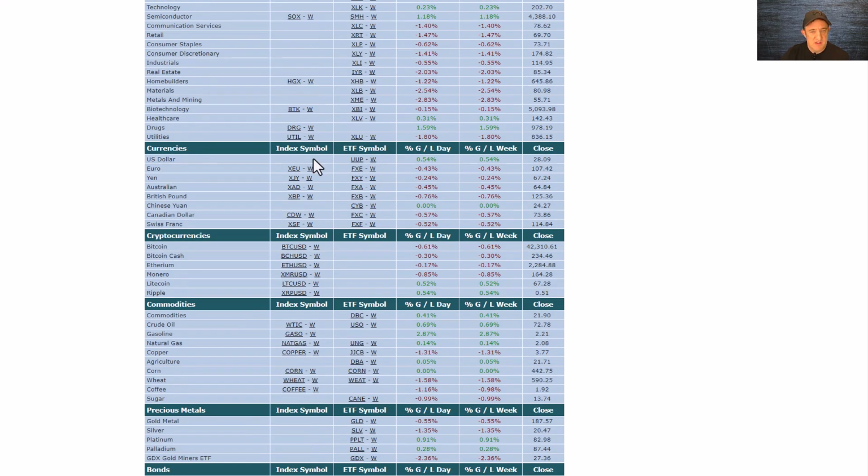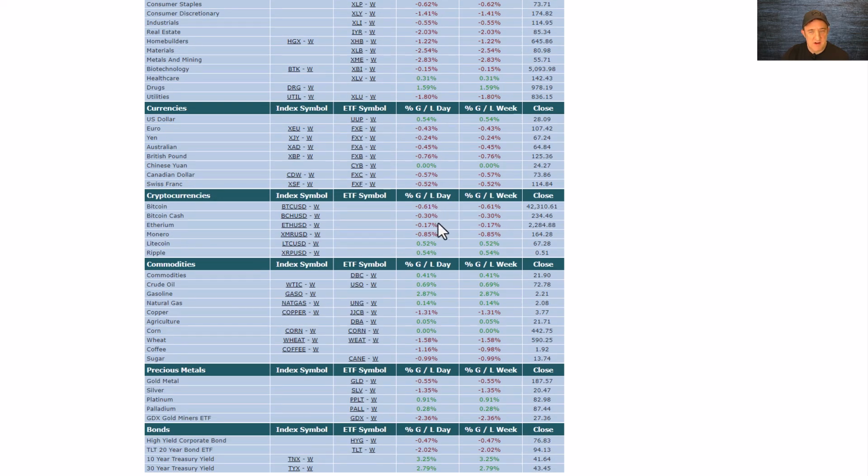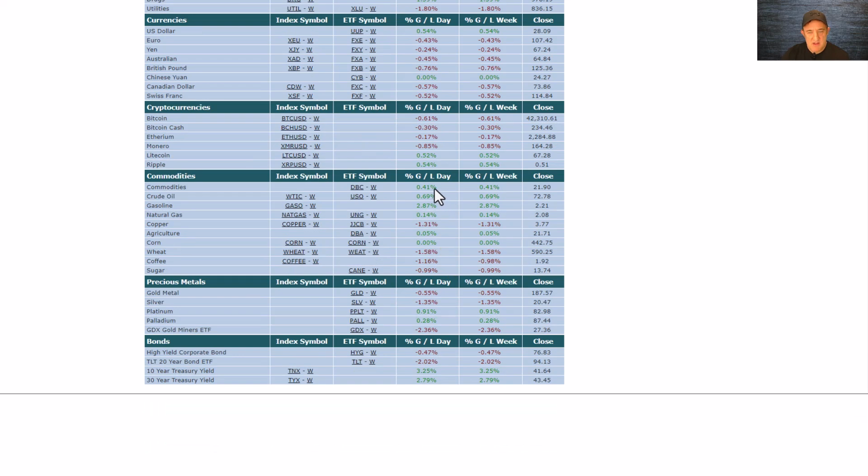Currencies, US dollar, big rally today. It's a big day. Crypto was down a little bit. Commodities, despite that big rally in the dollar, most of these commodities didn't do badly. So quite a few of these were up. Well, the index, DBC, was up 0.4%, largely due to crude oil being up about 0.7%. Gasoline, unfortunately, up 2.8%. Copper down 1.3%. It has sort of a head and shoulders look, which I'll show when we get to it.